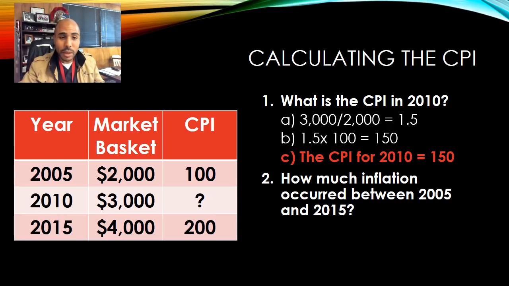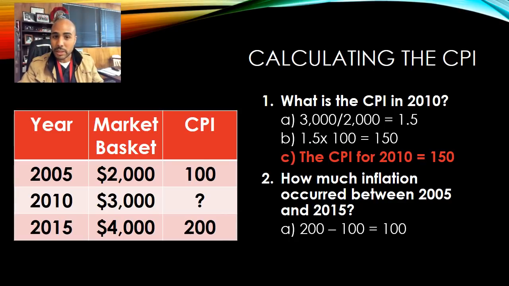Okay, you follow me so far? Now, for the next part, it wants to know how much inflation occurred between 2005 and 2015. Well, since we know that 2005 is our base year, we're basically saying how much inflation occurred between 2015 and the base year. Simple. All we need to do is take the CPI number from 2015, which is 200, minus the CPI from the base year, which is 100. 200 minus 100 is 100. So therefore, we've had 100% inflation since the base year. So between 2005 and 2015, prices have essentially doubled.